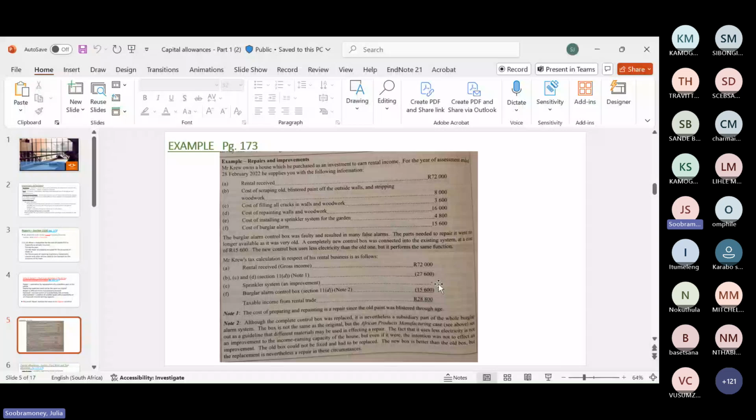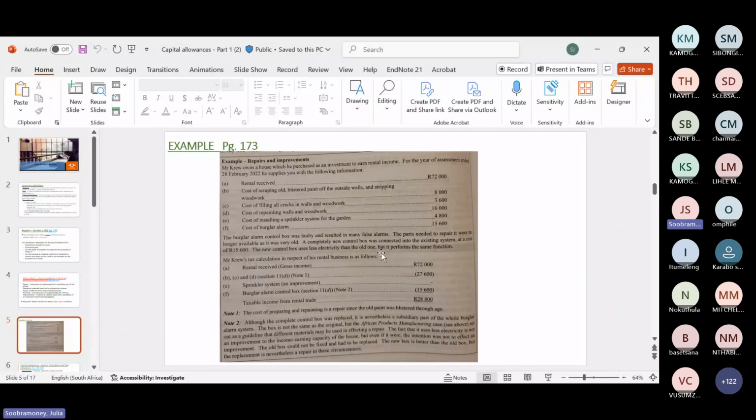Okay. Then the cost of a burglar alarm. So this was 15,600. So it says the burglar alarm control box was faulty and resulted in many false alarms. So there was a problem with it. The parts needed to repair it were no longer available as it was very old. A completely new control box was connected to the existing system at a cost of 15,600. The new control box uses less electricity than the old one, but it performs the same function. Please tell me, this new alarm system, is it a repair or is it an improvement?